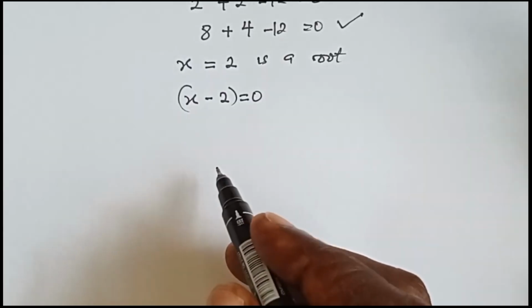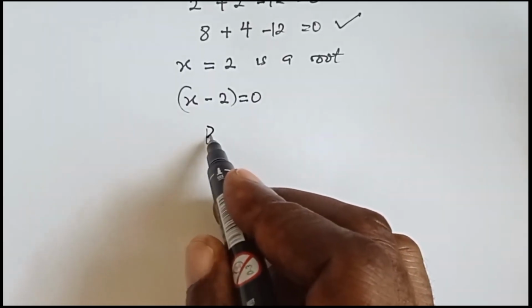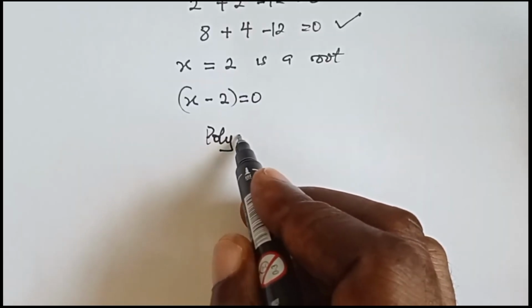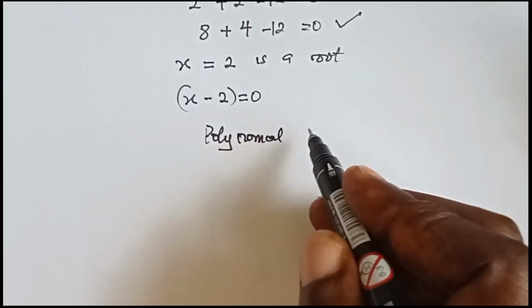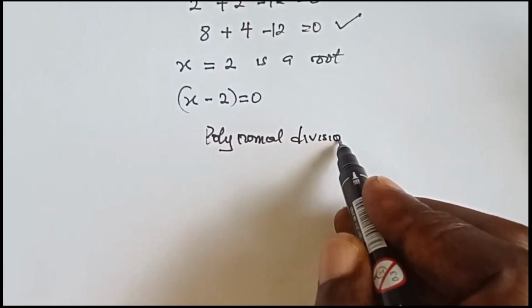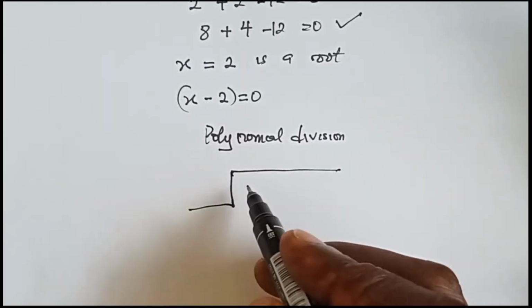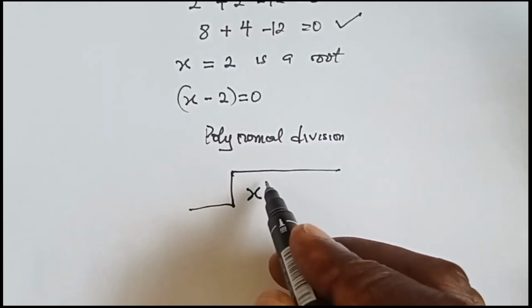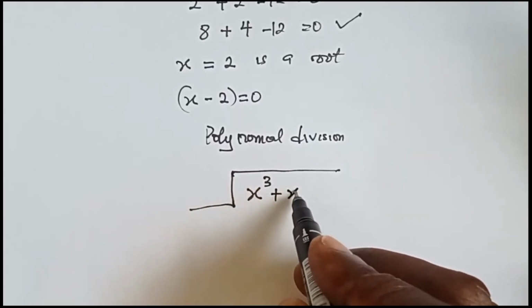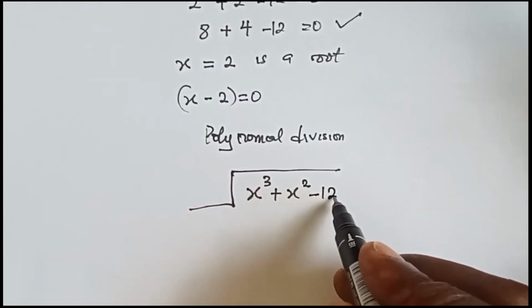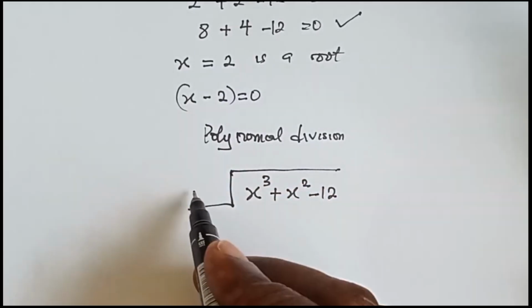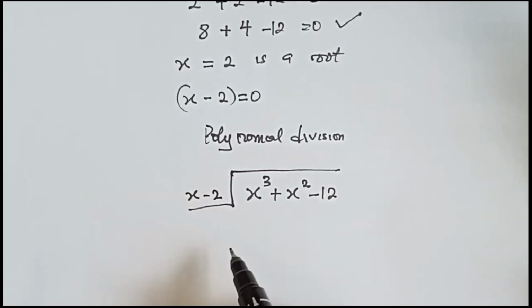So it means that we have to divide. Let me write polynomial division. Polynomial division is a long division. So we have to divide x raised to the power 3 plus x raised to the power 2 minus 12 by this factor, which is x minus 2.